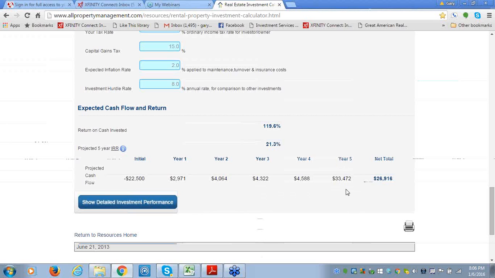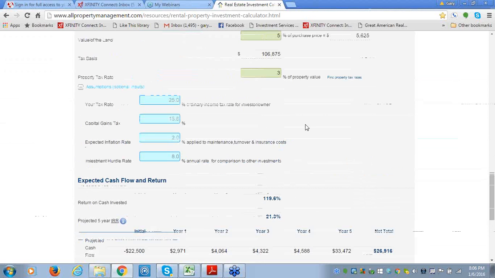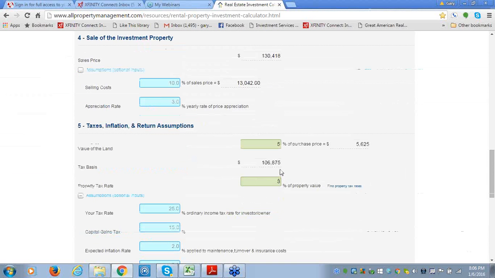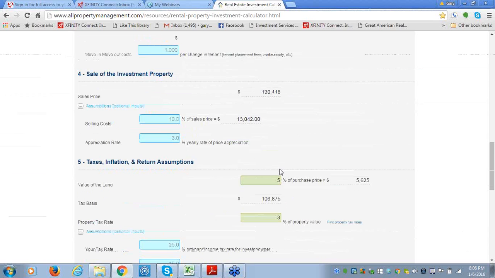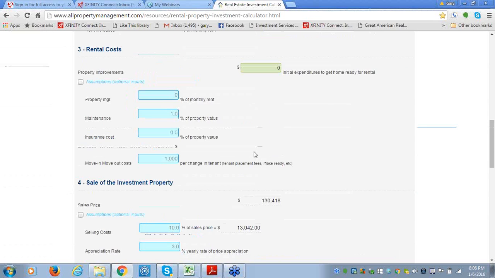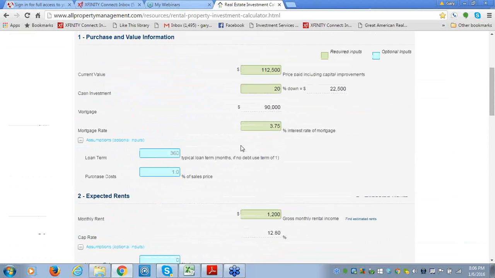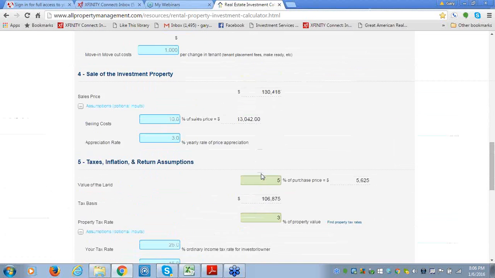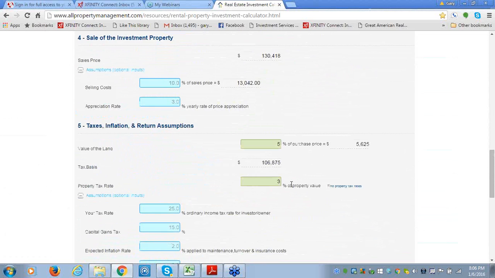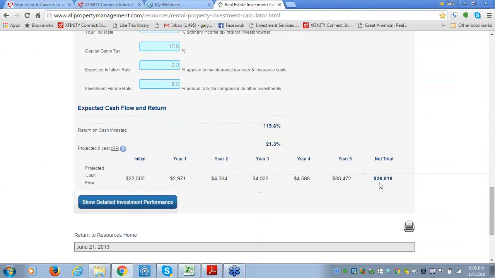Okay, so if you sold your property in 5 years, under all these assumptions, your tax rate, the property tax basis or cost basis for property tax, the cost of selling the property, cost of improvements, maintenance and repairs, cost of vacancies, and also your debt service. All that accounted for, if you sold it in 5 years for, what would you say, 130 and some change, yeah, you would net 26,916. So basically on 22.5, you would make an additional 26,000. You would basically more than double your money. Not a bad deal.